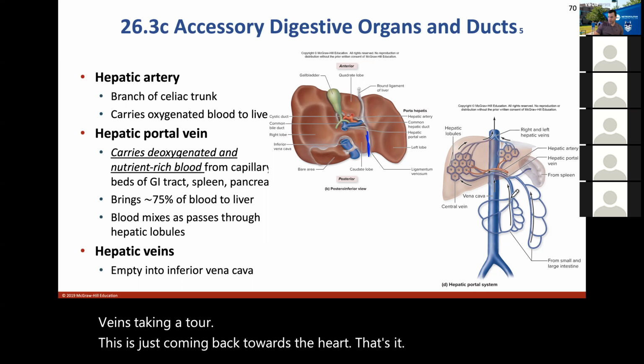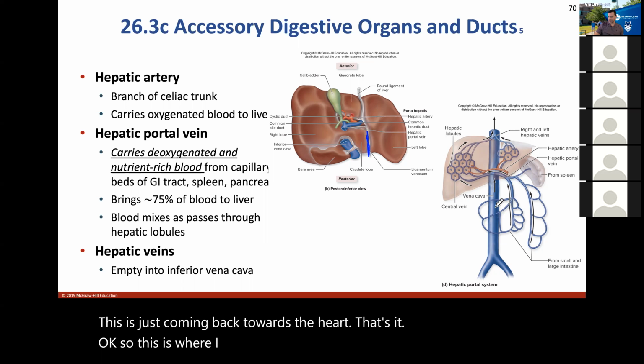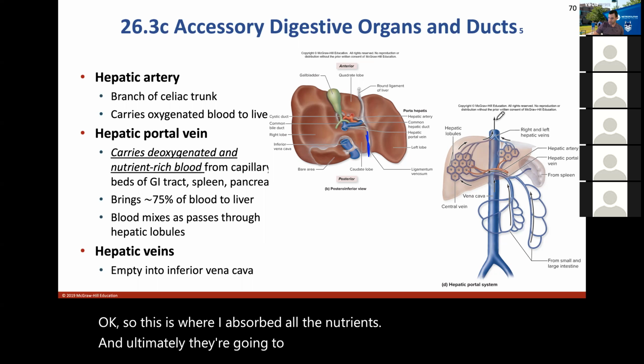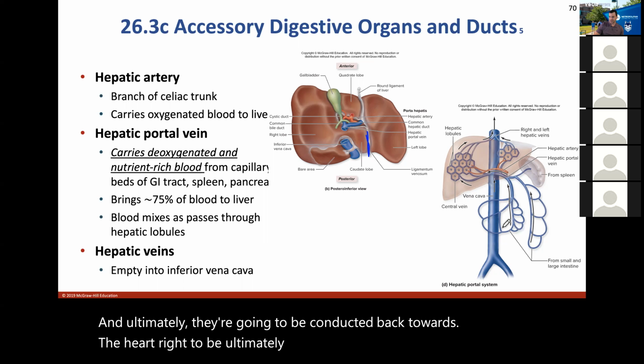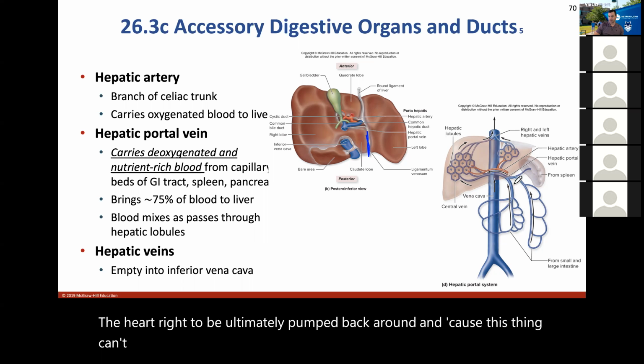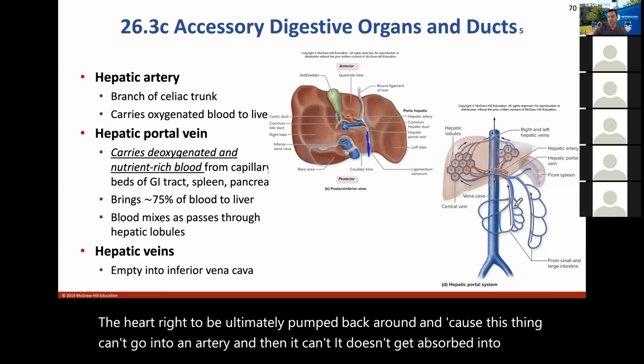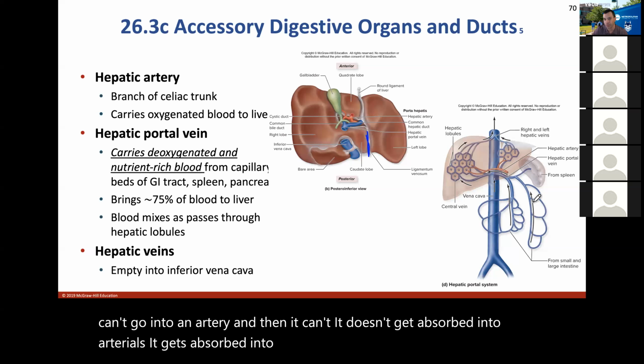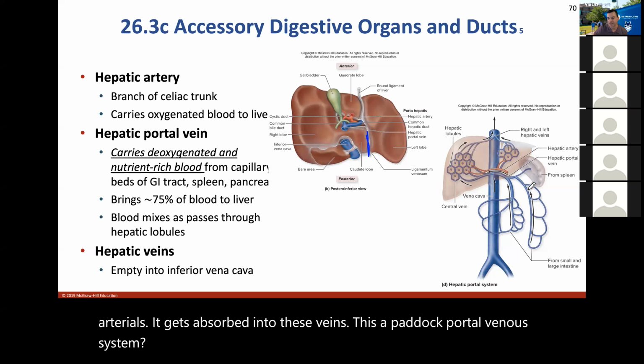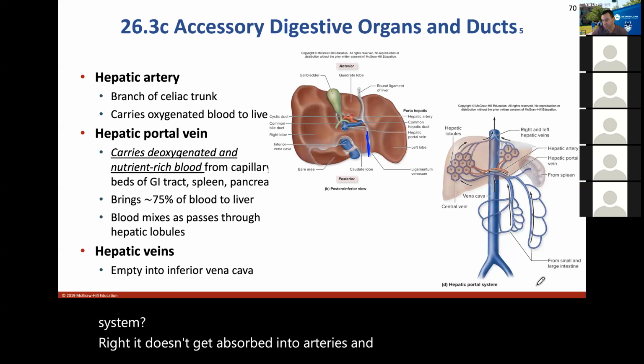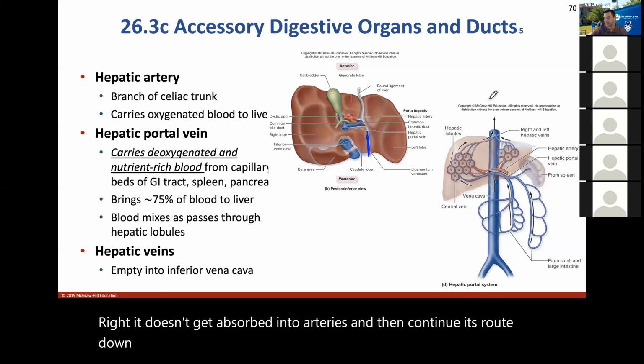Okay. So this is where I absorbed all the nutrients. And ultimately, they're going to be conducted back towards the heart, to be ultimately pumped back around. It doesn't get absorbed into arterioles. It gets absorbed into these veins, this hepatic portal venous system. It doesn't get absorbed into arteries and then continue its route down the leg and then back up.